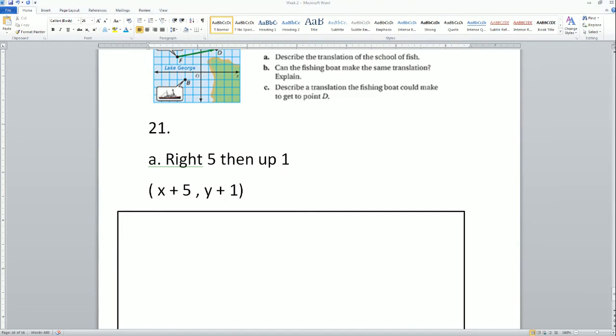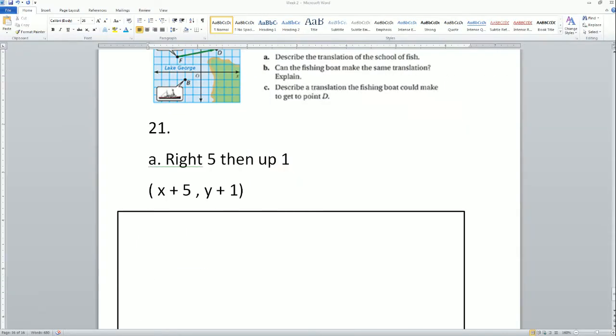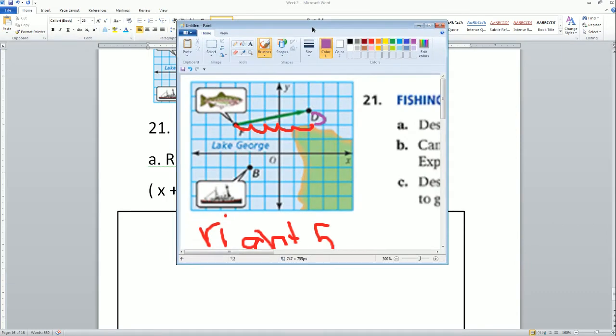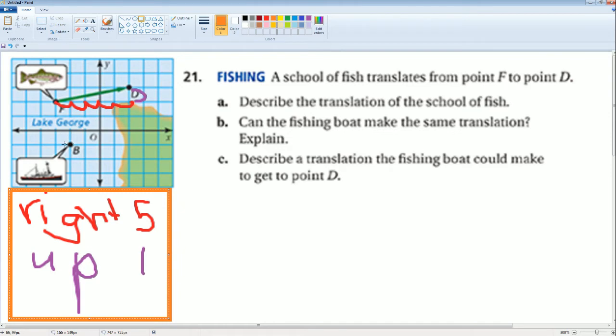The next question asks us, can the boat do the same transformation? Hold on. Give me a second here. Okay. So can the boat, which is right here, do the same transformation? Okay. What's in the box is the transformation. In that orange box is the transformation. Can this boat here do the same thing? Let's see. Okay, here's the boat.